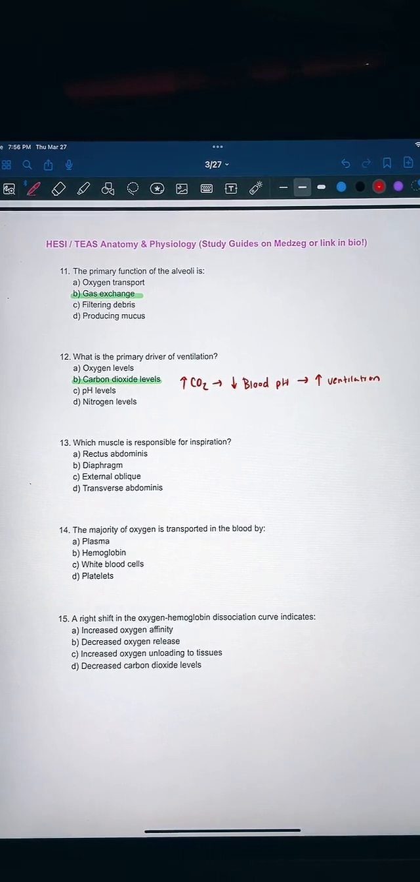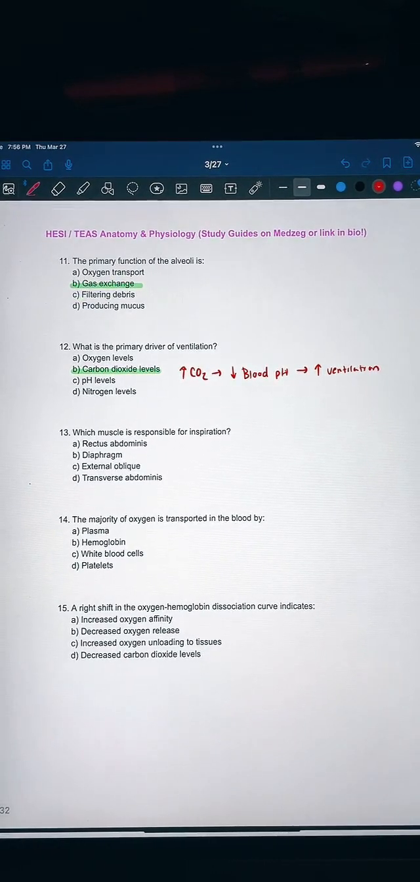Moving on to 13, which muscle is responsible for inspiration?